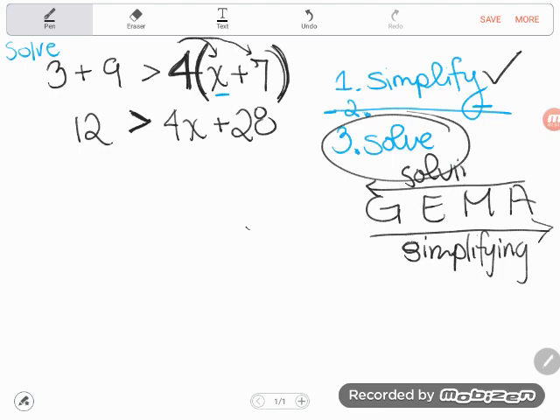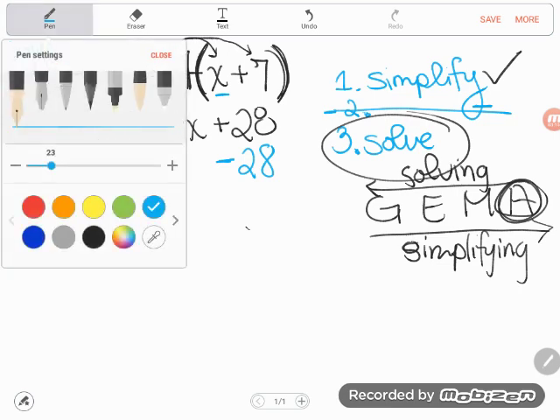That means you move away anything that's adding or subtracting first. So I see something that's adding with x. 28 is adding with x. I am going to get rid of adding 28 by doing the opposite, subtracting 28. Now, the rule of solving is I can do whatever I want as long as I do it to both sides. So I jump on the other side of my inequality sign and I subtract 28 over there too.